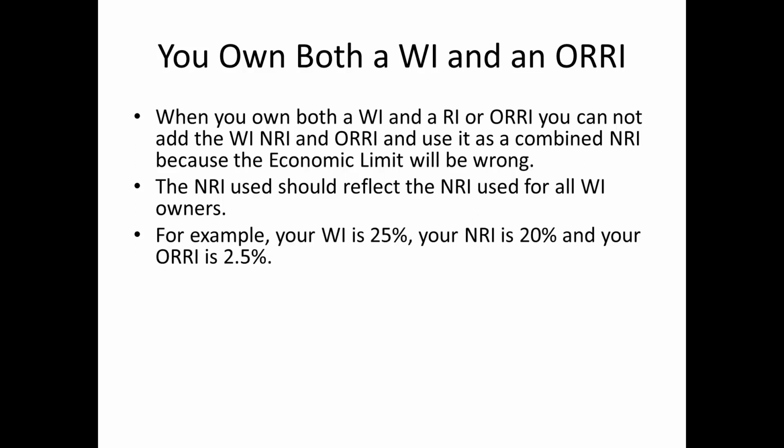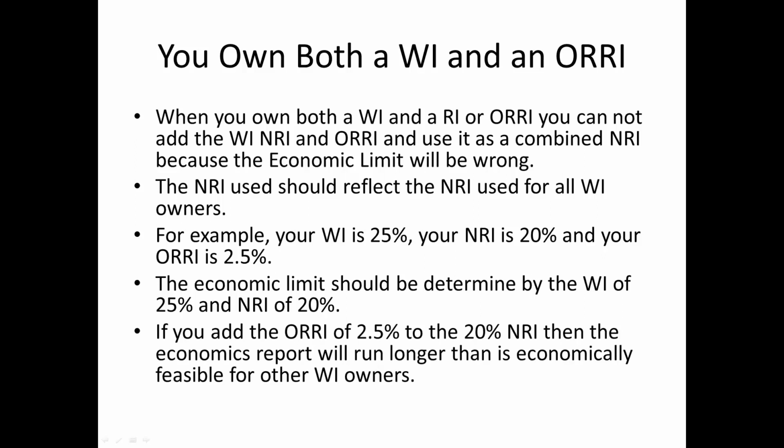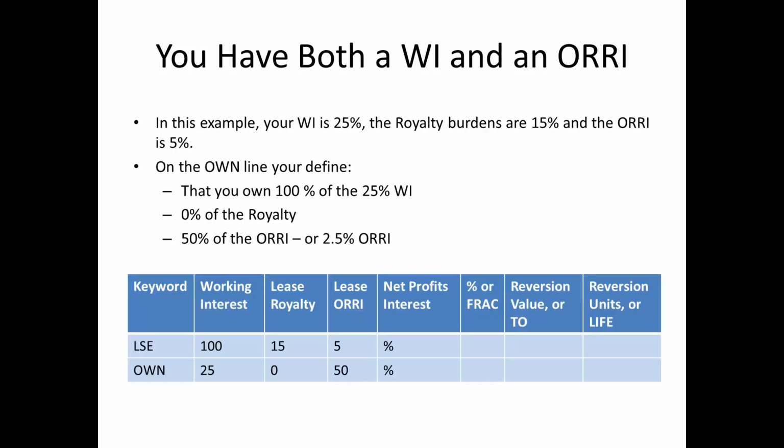For this example, the working interest is 25%, the net revenue interest is 20%, and you own an ORRI of 2.5%. The economic limit should be determined by the 25% working interest and the NRI of 20%. If you add the NRI and royalty together, the production will run longer than the true economic limit. The lease line contains the 100% working interests and the burdens. The own line tells ARIES how much I own of the interests.